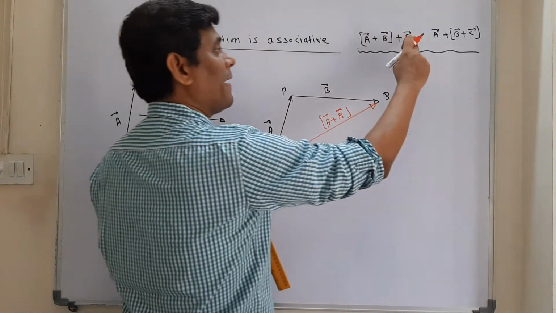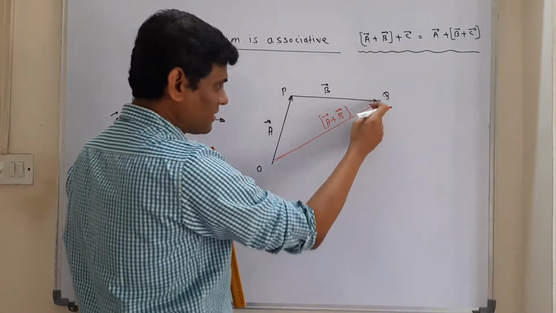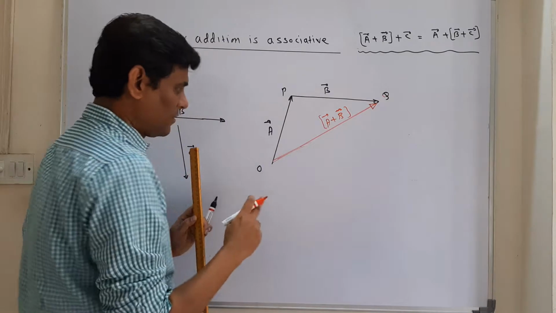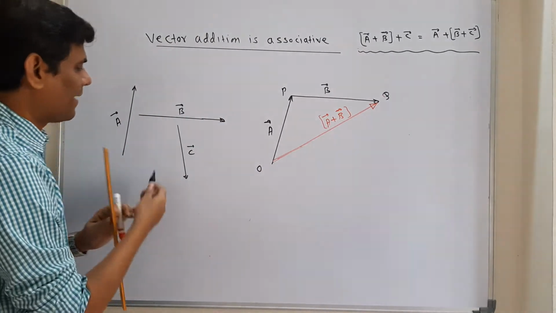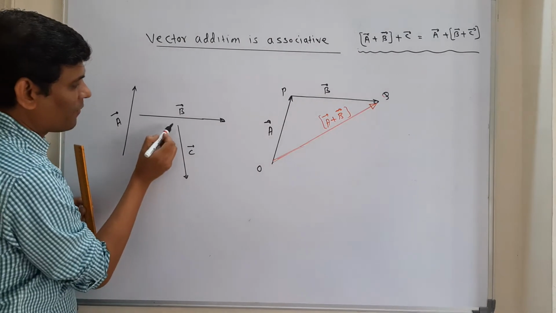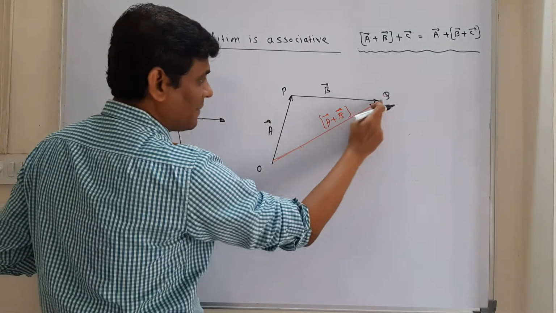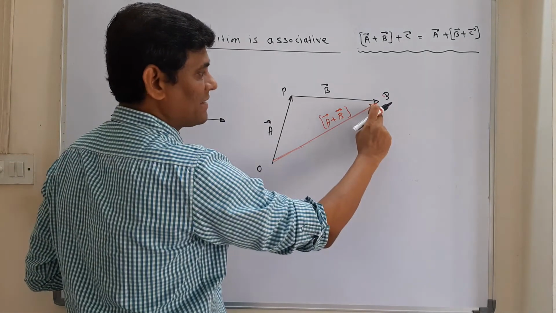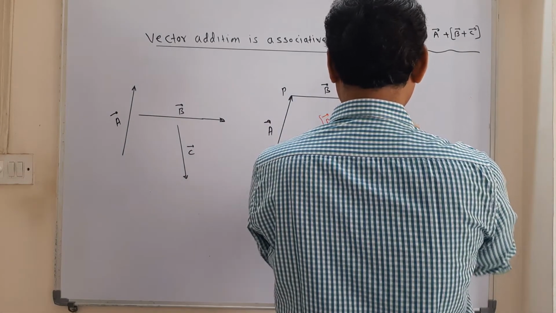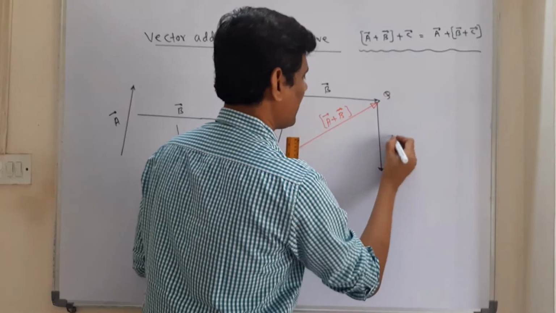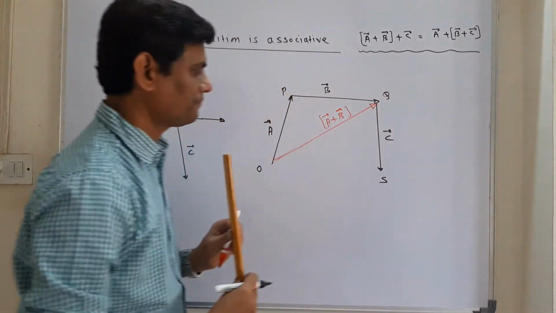Now we have to add vector C to this resultant. So now think of this and C and use the triangle law. So vector C is in this direction. The starting point of vector C must be on the ending point of this vector. So the ending point is here and C is in this direction. So I'll draw vector C. This is vector C. Let us call this S.